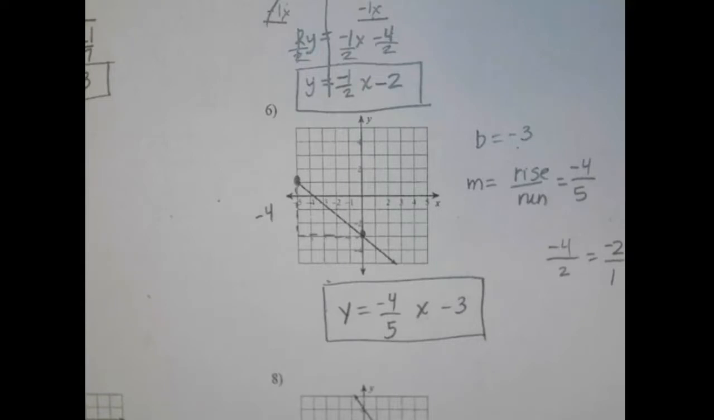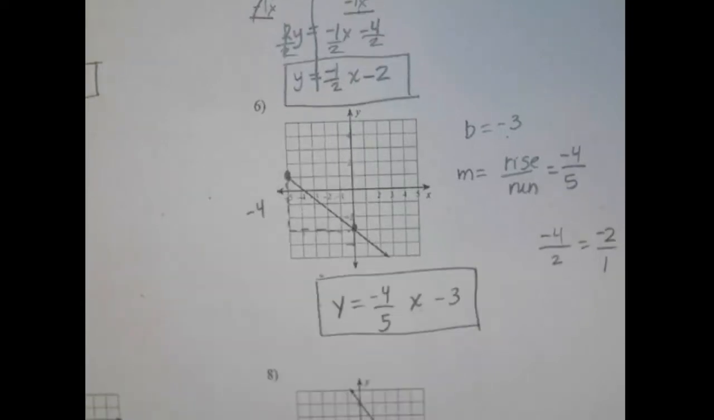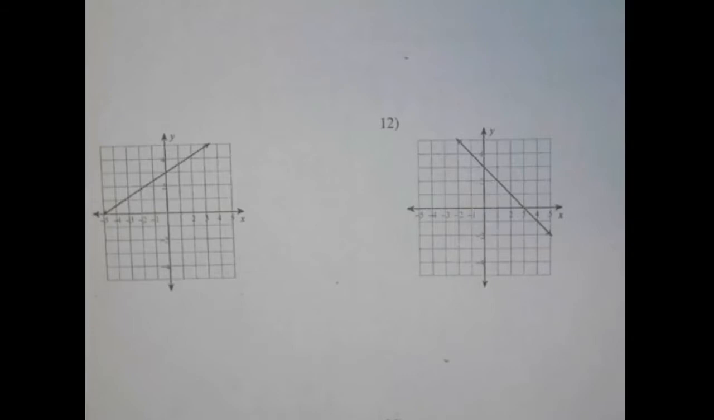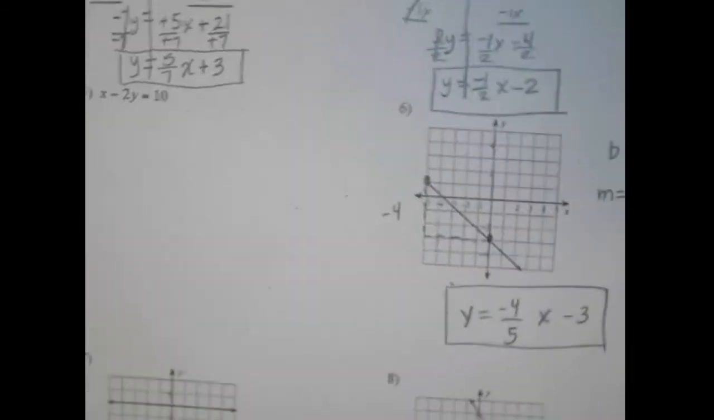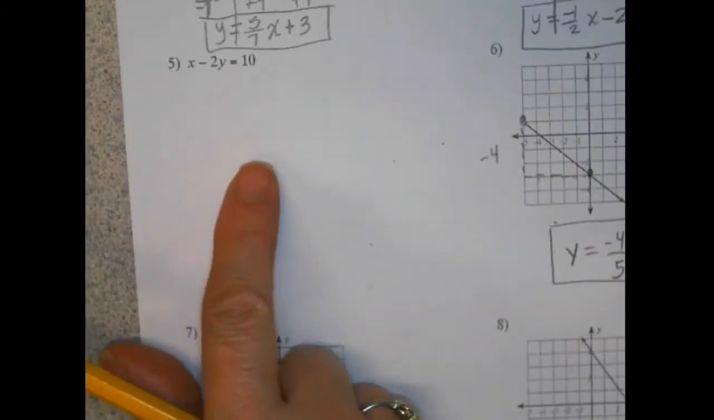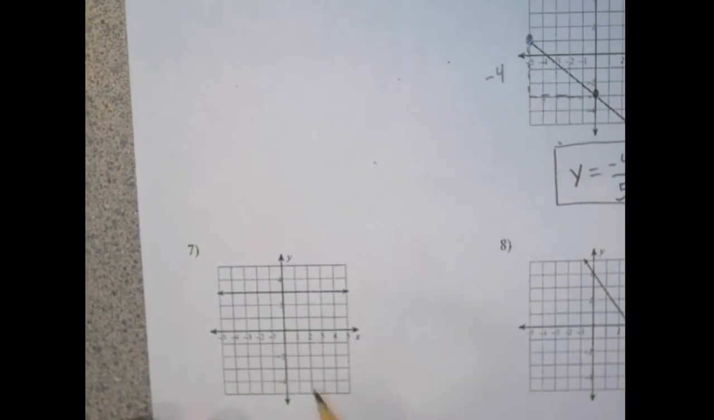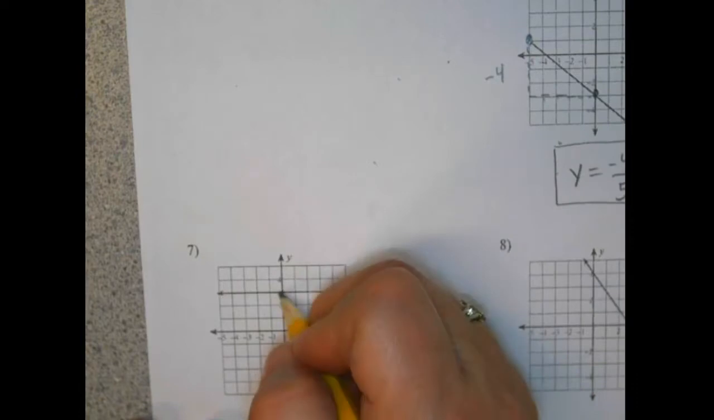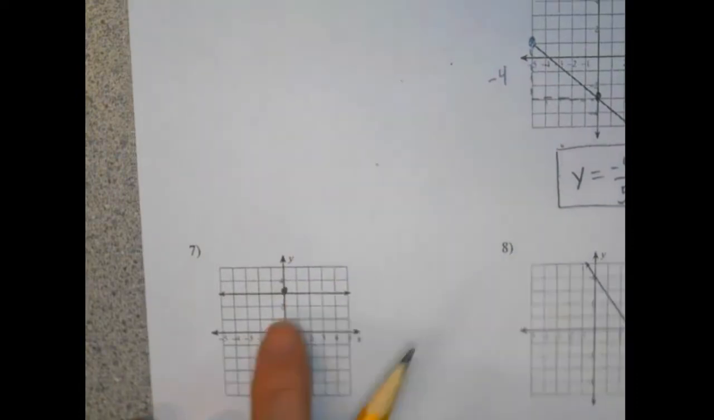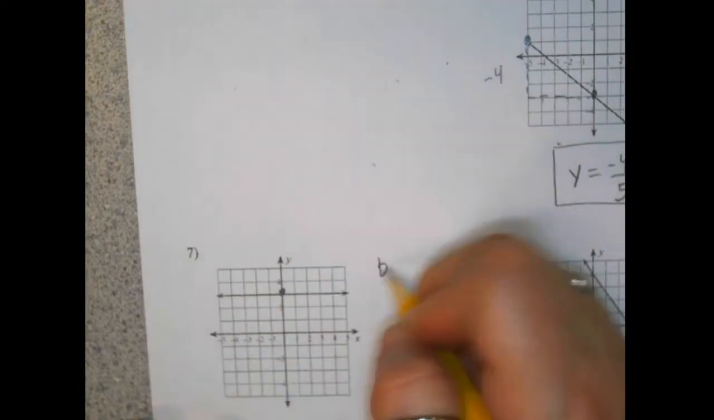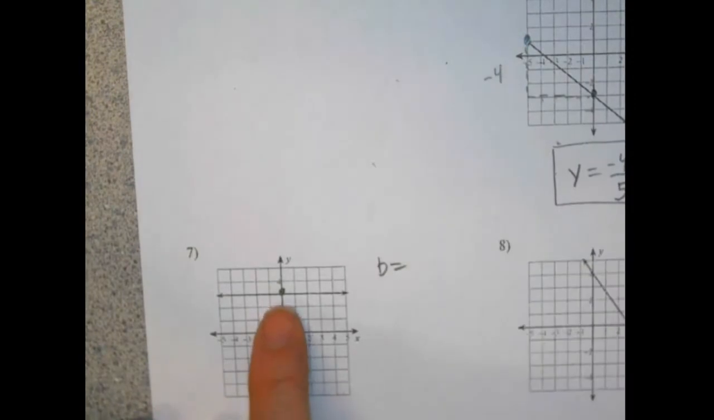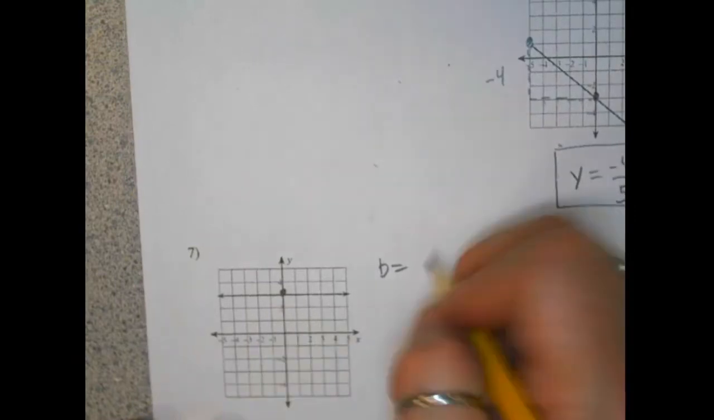Any questions? 7 and 8 are exactly like that, and so are the ones on the back. So really the ones that you're going to spend more time on, I would work on finish up number 5 right now, and then work on these. Number 7 might be a little bit confusing. Look at it really quick. Where does it cross the y-intercept? Right here, right? So that's what? Where does it cross the y-intercept? B equals 3, right, Matthew?